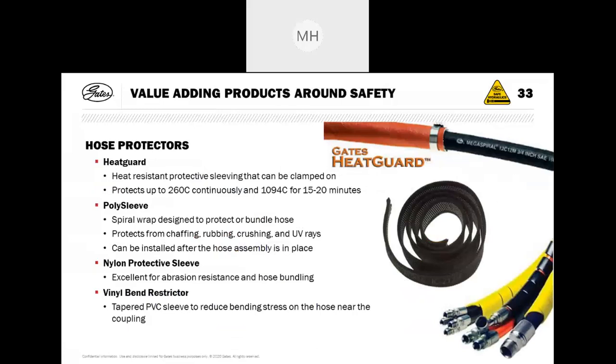We have nylon protective sleeving. It's excellent for abrasion resistance and hose bundling. And we have vinyl bend restrictors fitted to the end of the hose. So they're PVC sleeve and they're basically to reduce the stress which is on the end of the hose coupling.